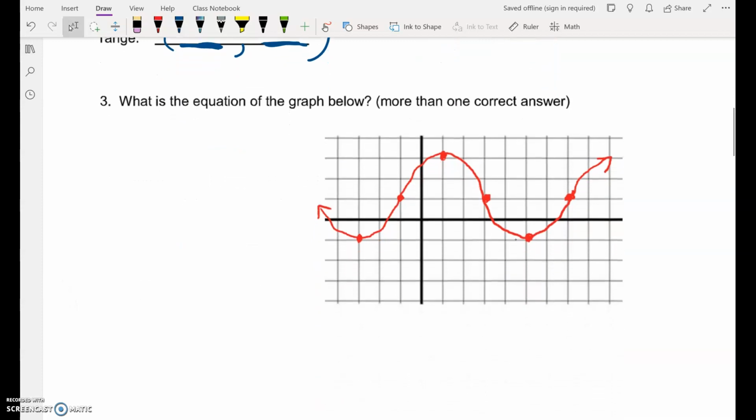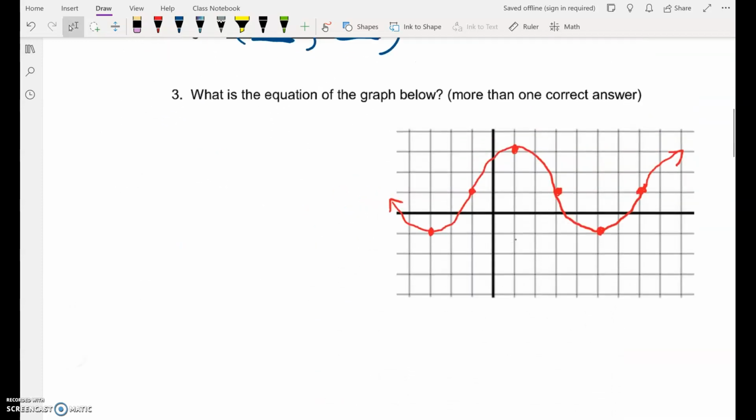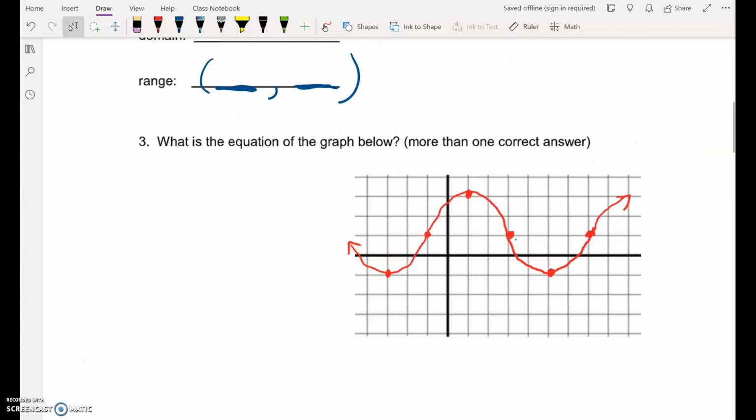What is this? I always go straight to the sine wave, so I would graph this like it was this. 1, 2, 3, 4, 5. So that's a sine wave. So what's the A? What's the B? What's the C? What's the D?